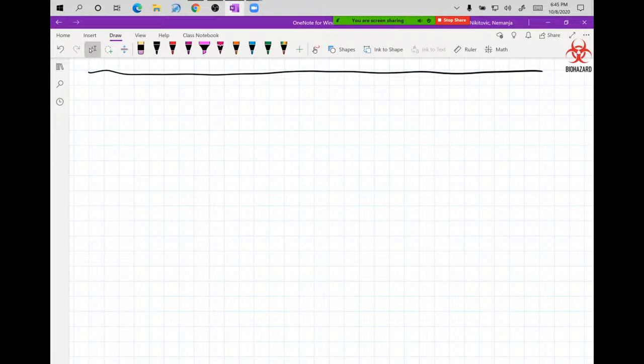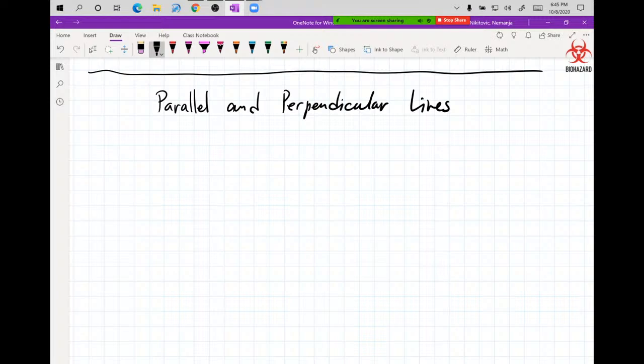What's coming up now? So the last part of this is parallel and perpendicular lines. This is also in the same 3.5. It is just a subsection of it. And what it's all about is how to find the equation of your line, given that that line is parallel to another line.